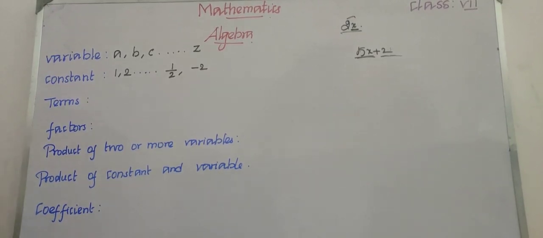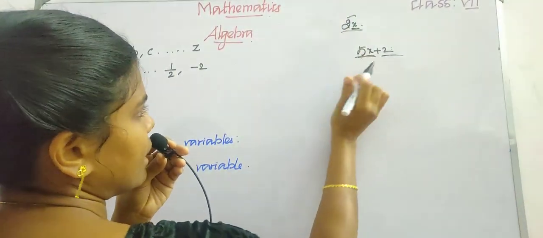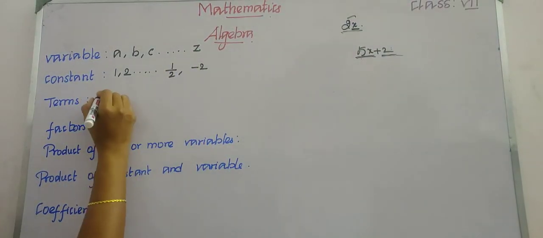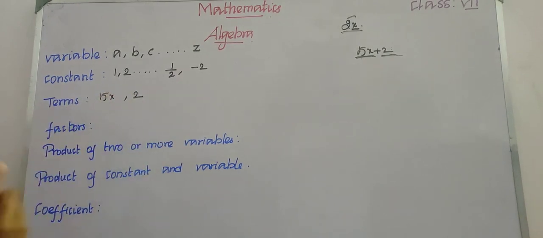So how many terms are here? 2 terms. And how many terms are here, in 2x? Only 1 term. So here 5x is a term and 2 is a term. We can write 5x comma 2. These are the 2 terms.